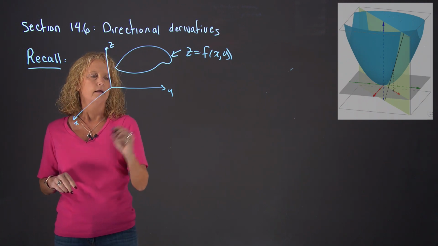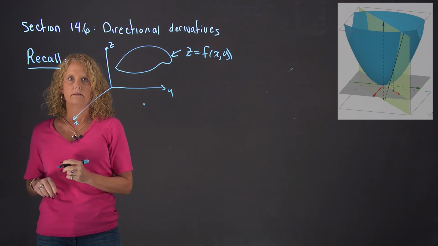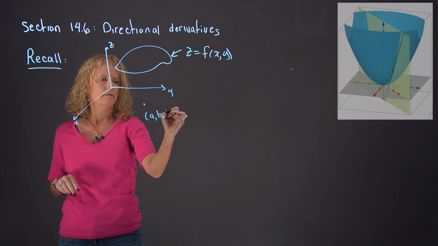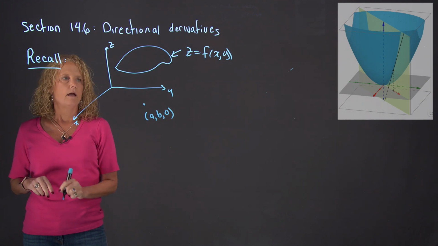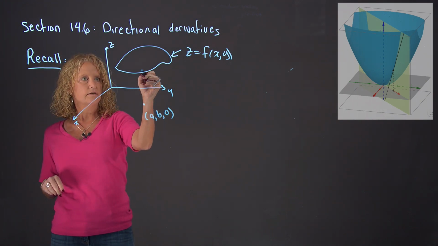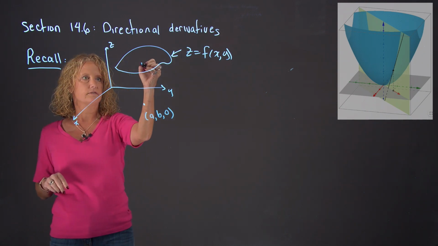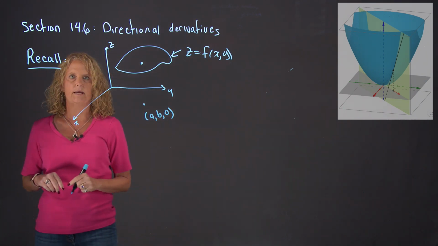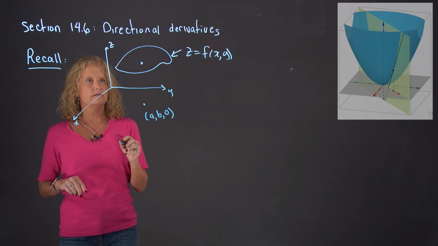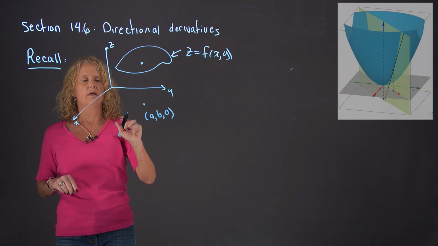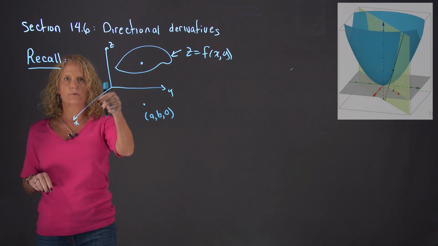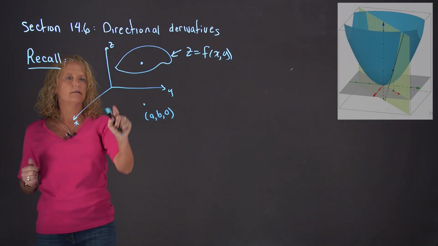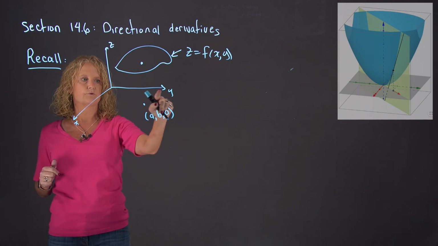and we had a point in the xy plane. So let's suppose that point has coordinates a, b, 0. So it's in the plane. And if you take that point and project it up so that you're on the surface, that point would be a, b, f of a, b. And we learned how to find the rate of change of the surface if you're only considering the direction of x. That was called a partial derivative with respect to x. And likewise, we learned the rate of change of the surface with respect to y.